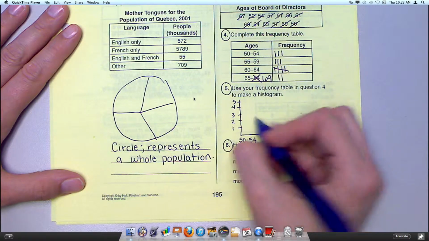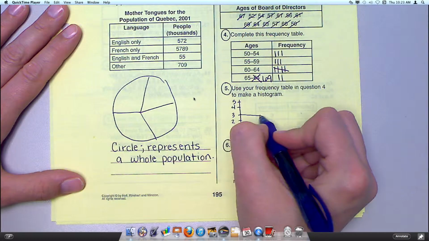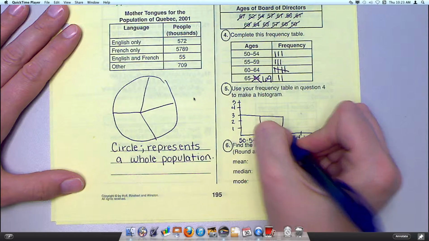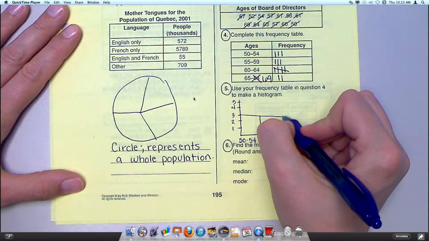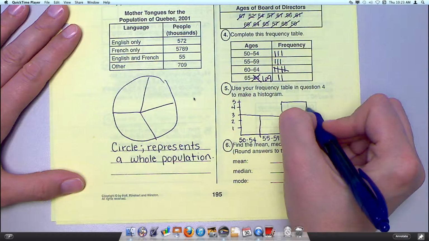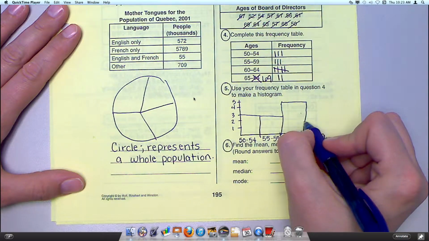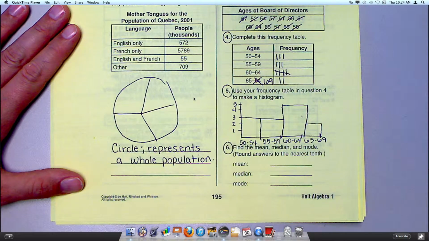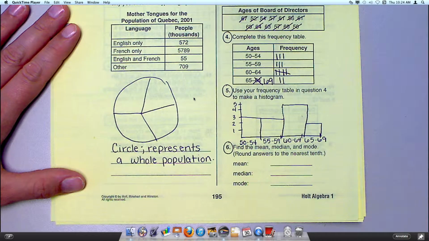So 50 to 54 has a frequency of 3. 55 to 59 is 3. 60 to 64 is 5. And 65 to 69 is 2. Okay. Got a wobbly histogram there, but that's what it would look like. Good with that? Yep. Okay.